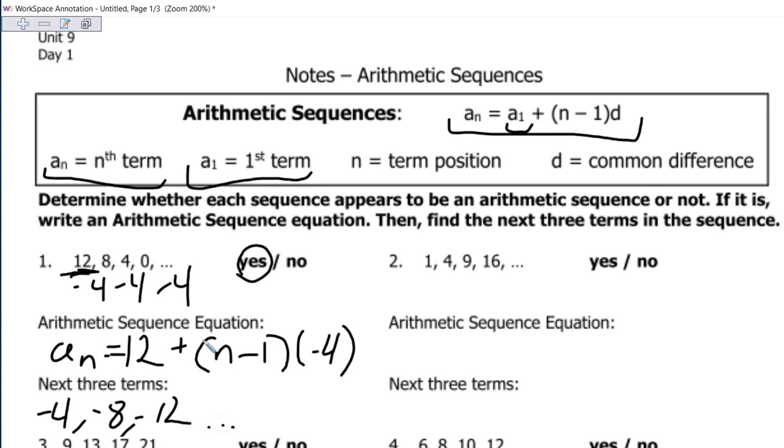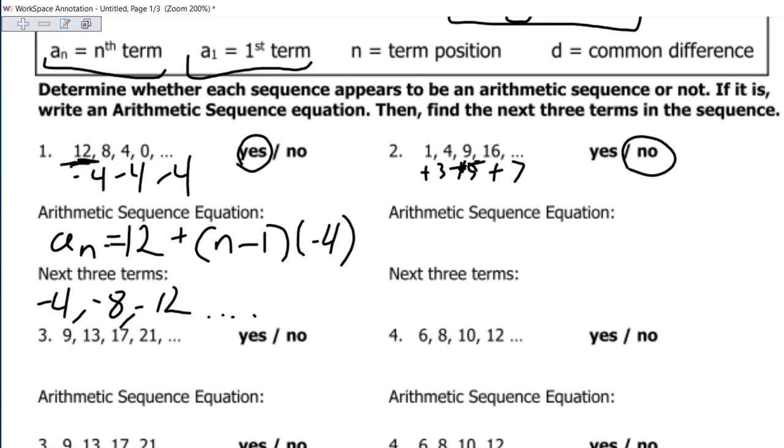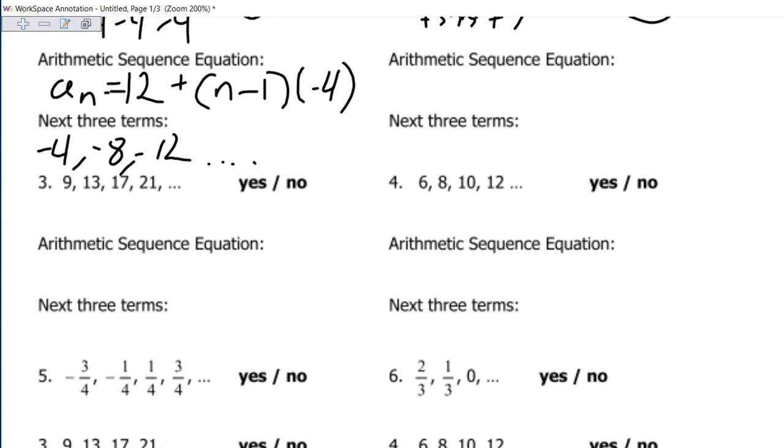All right, now number 2. We'll notice that's a jump of plus 3, plus 5, and then plus 7. Since it is a different jump every time, we cannot say that this is arithmetic, so no. And then we don't have to do the other stuff.